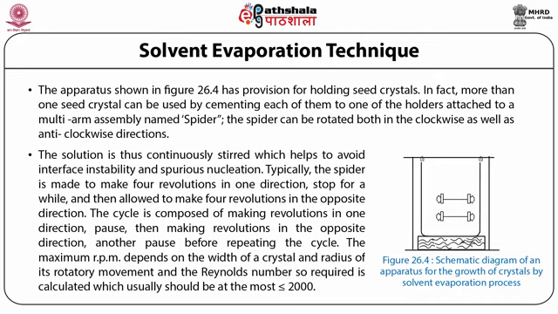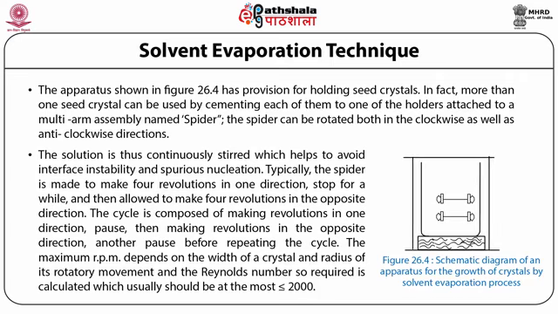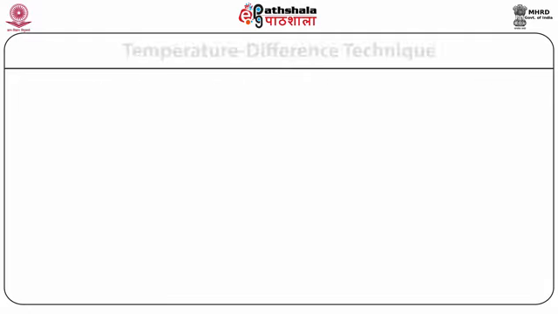The cycle is composed of making revolutions in one direction, pause, then making revolutions in the opposite direction, another pause before repeating the cycle. Each cycle keeps on repeating during the experimentation of crystal growth. The maximum RPM depends on the width of a crystal and the radius of its rotatory movement, and the Reynolds number as required is calculated, which usually should be at the most less than or equal to 2000.